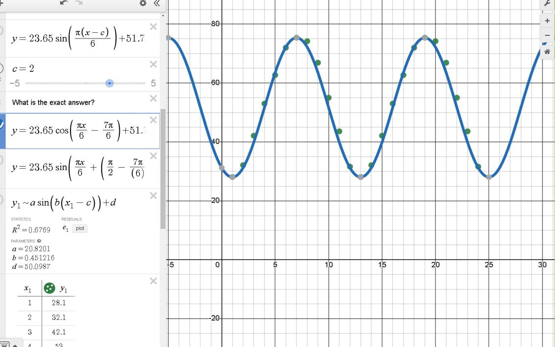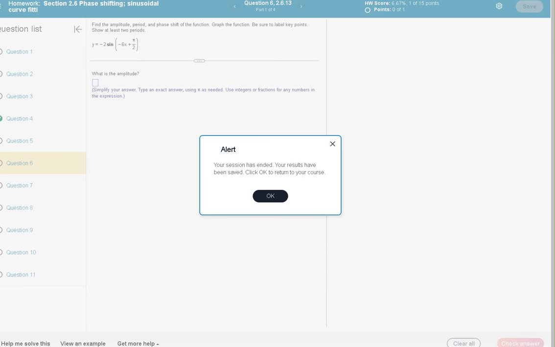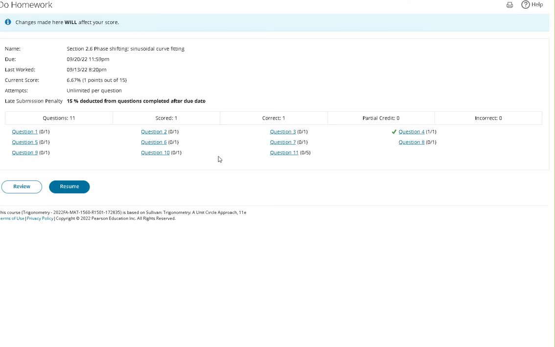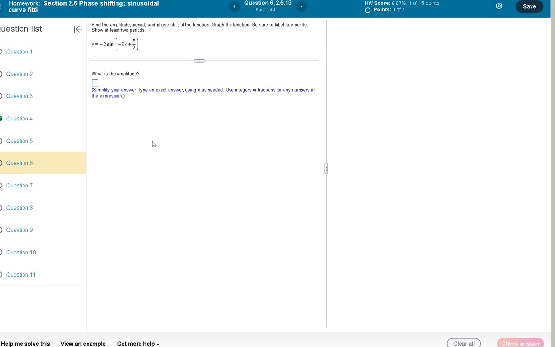I do want to take a look at one of the problems that you'll do in your homework. I think it's problem number 6, because I want to get you familiar with graphing these things on your homework, how the graph stuff works. So let's try and buzz through this one. Our function is y equals -2 sine of -6x plus pi over 2.